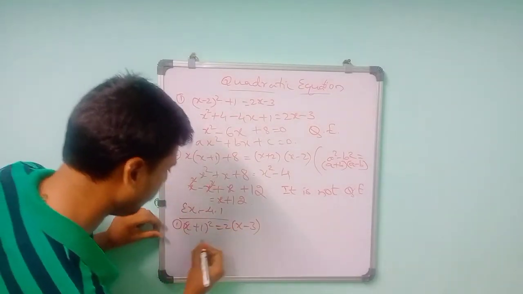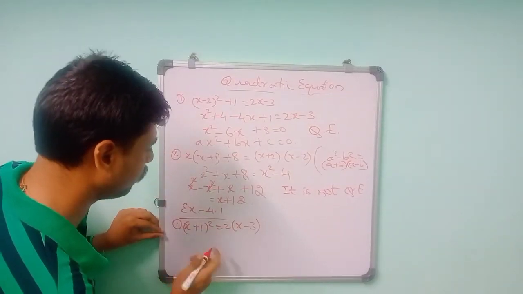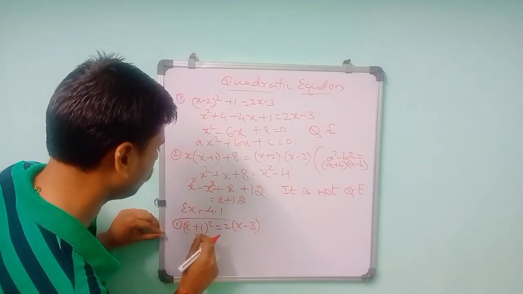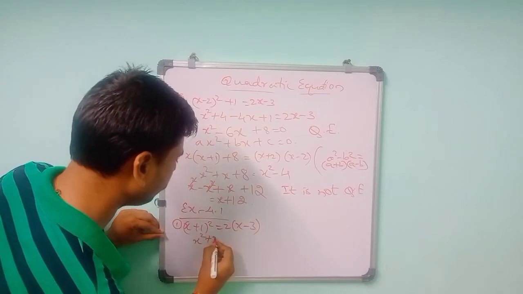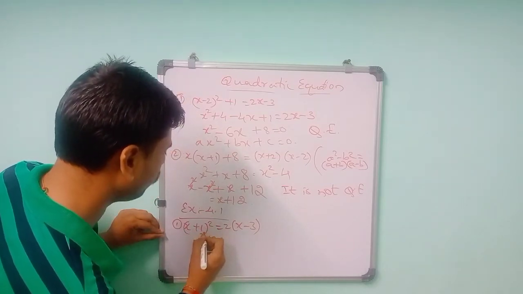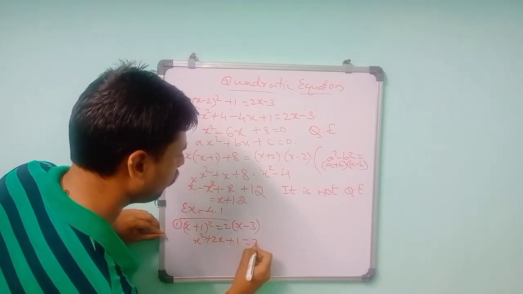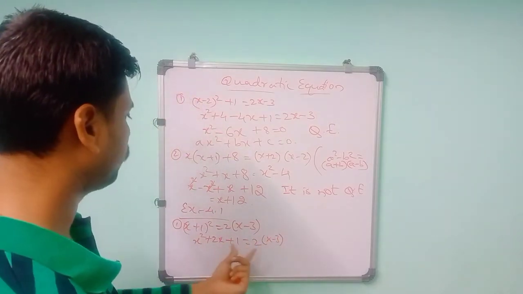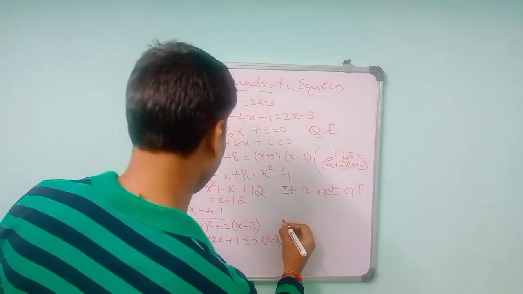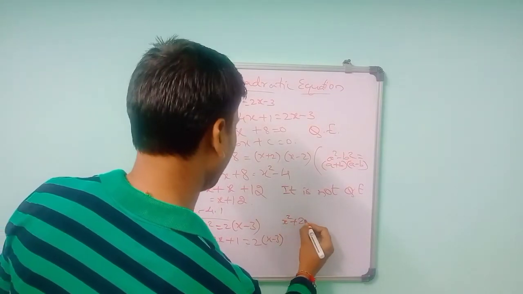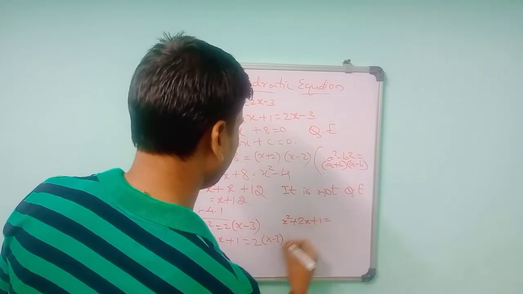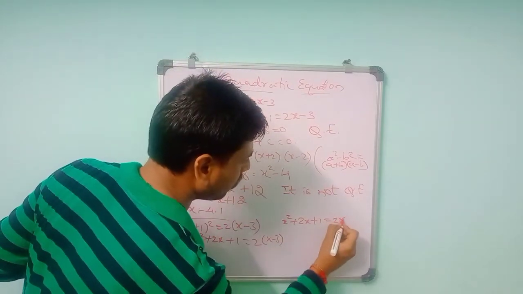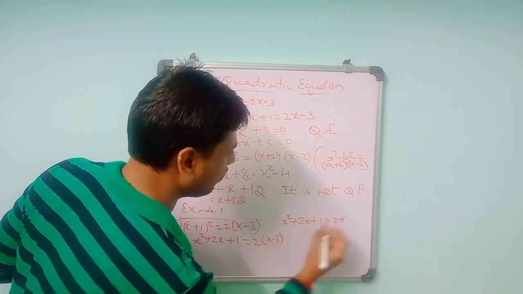So first you simplify x plus 1 whole square. It is a plus b whole square, which is a square plus 2ab plus b square. a into b is x, so 2x. Then b square is 1 square, 1. Then you write 2 into x minus 3. So x square plus 2x plus 1 equals 2 into x minus 3. Multiply by the number 2: 2 into x is 2x, and 2 into 3 is 6, with the minus, so minus 6.